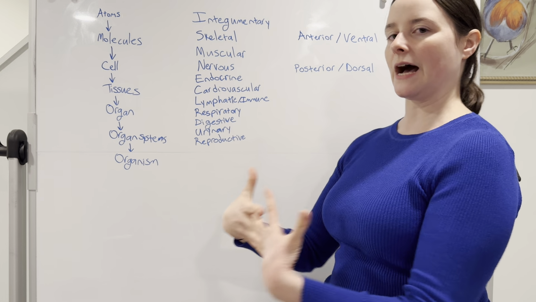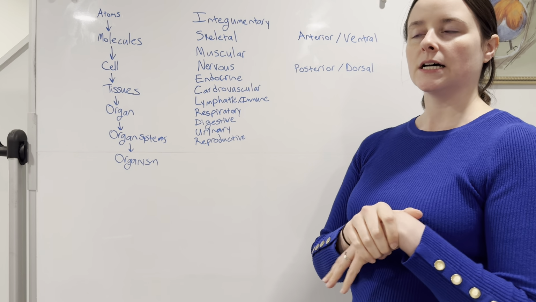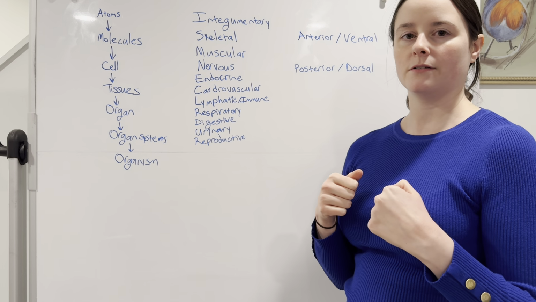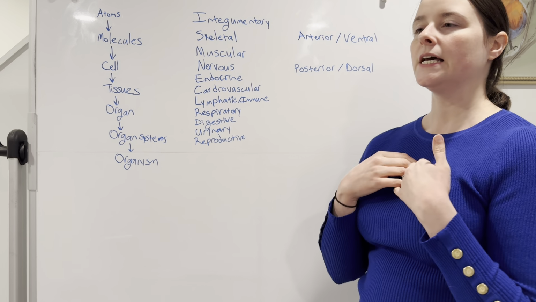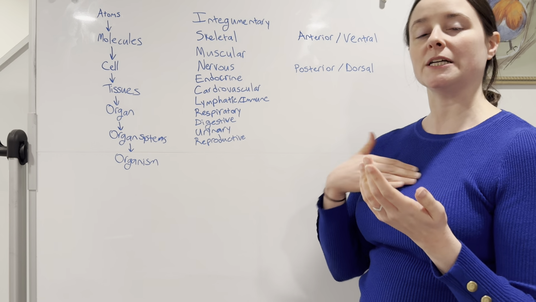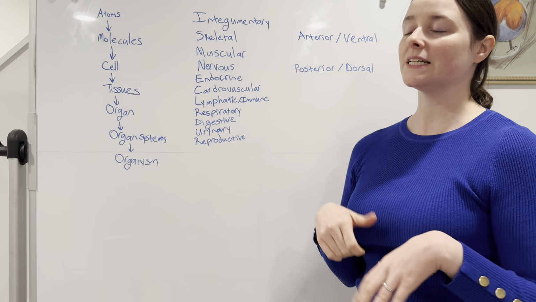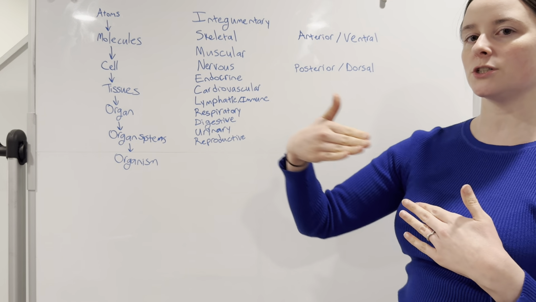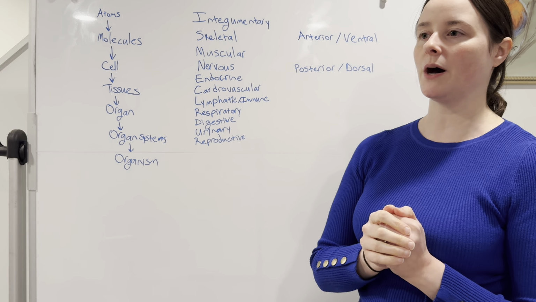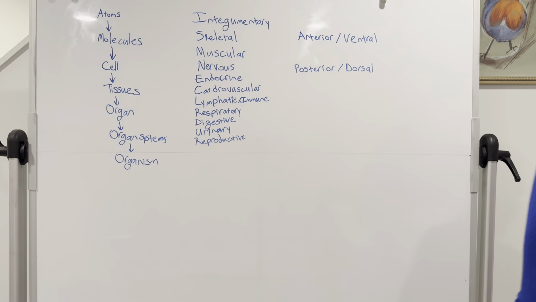Okay, superficial and deep. Superficial is toward the outside of something. So I can say my skin is superficial to my heart, right? And deep is more inward. So I can say my heart is deep to my sternum. The sternum is more superficial. It's more toward the outside of the body. It doesn't necessarily have to be on the outside of the body. We're just talking about more superficial or more toward the surface of the body compared to deep, which is more toward the inside of the body.